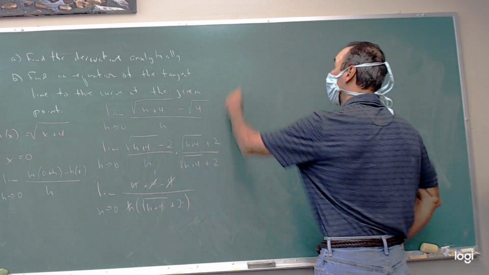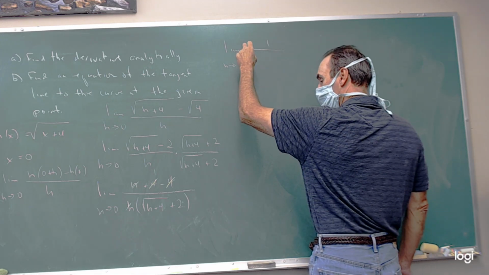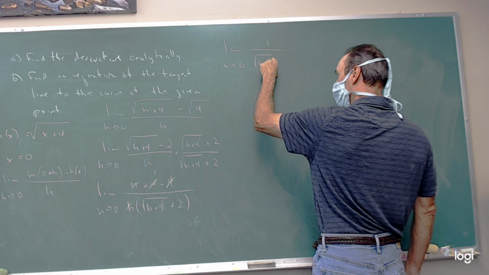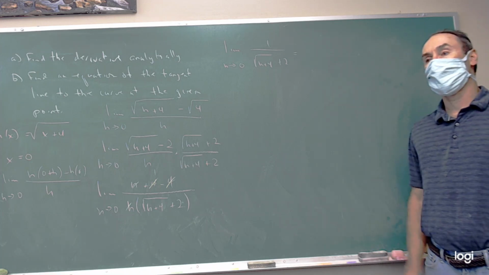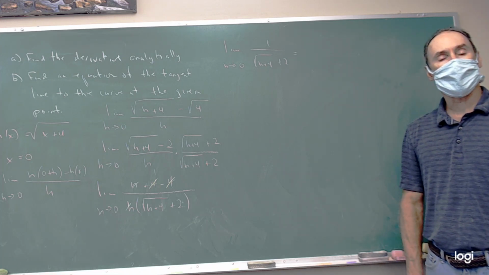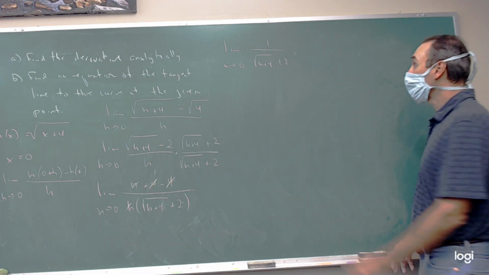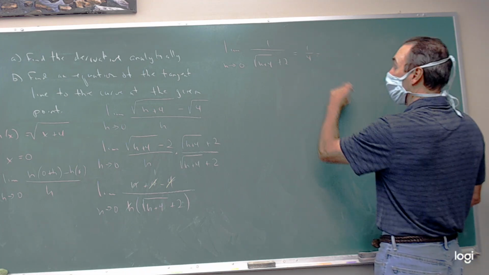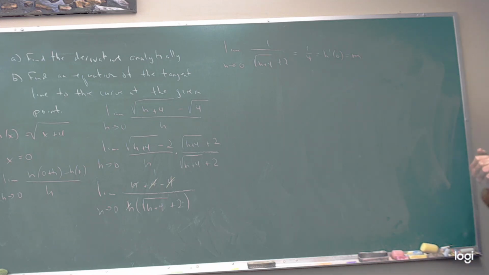And so we're looking at the limit as h goes to 0 of 1 over the square root of h plus 4 plus 2. Now that we have canceled the h's, we aren't going to get 0 over 0 anymore, which would have been indeterminate. But now we can plug in the 0, and we're going to get 1/4. That is h prime of 0, which is going to be the slope of our tangent line. Make sense? The kind of stuff we've been doing the last few days coming together a little bit in this limit stuff.